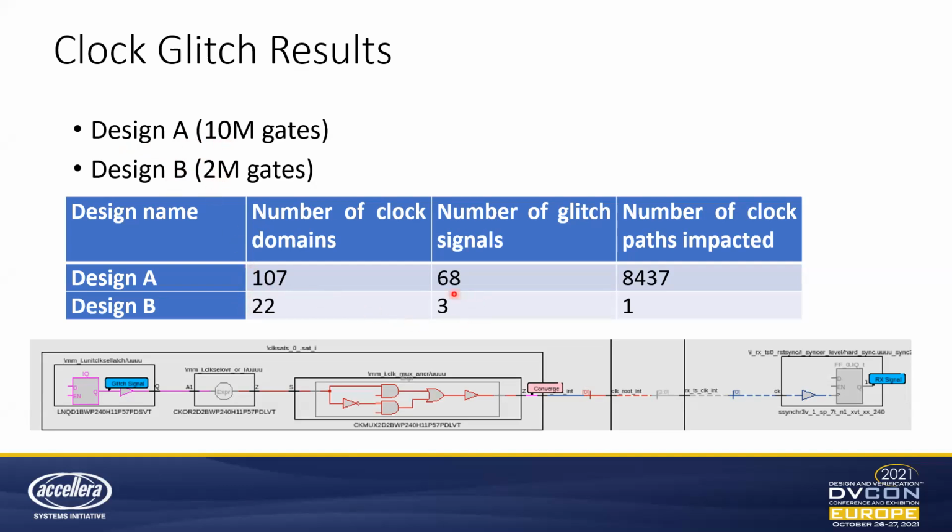The point to notice here is that the number of glitch signals identified is 3, but the clock paths impacted is 1. It may happen that a particular receiving node has more than one glitch signal impacting it. Here is one glitch signal, but there may be another glitch signal that is going to the same combinational logic or the same path and to the receiving node. So a single path may have multiple glitches.